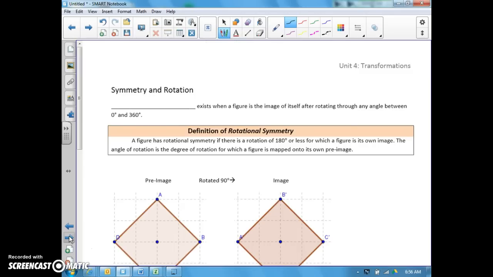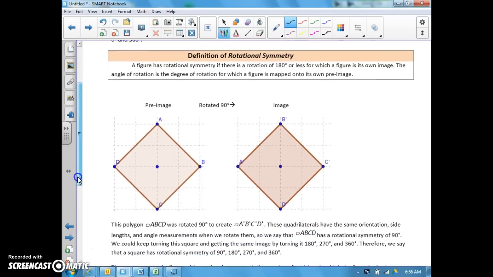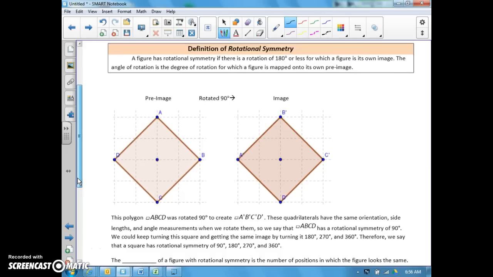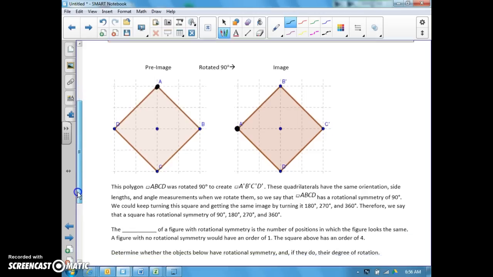All right, symmetry and rotation. Rotational symmetry exists when a figure is the image of itself after rotating through any angle between 0 and 360. So, for example here, a square has rotational symmetry of 90 degrees because if I rotate it 90 degrees around its center, then the A value and A prime, we're going to end up with the exact same image. It's going to look exactly the same. We've just shifted it 90 degrees. So we say it has rotational symmetry.